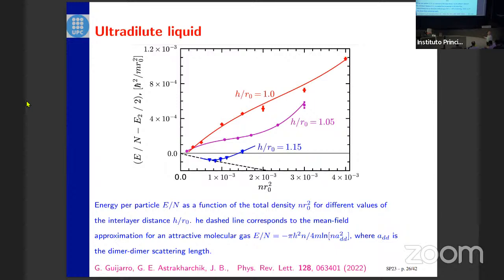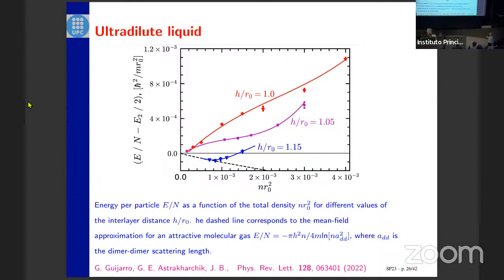What emerges is the following. For instance, if H is equal to 1 in these reduced units, I see that the energy grows more or less linearly with the density. When this happens, this is a symptom of a gas phase. In the gas phase, the energy always grows with the density. But if we move H, increasing it a bit, we start to see this figure.